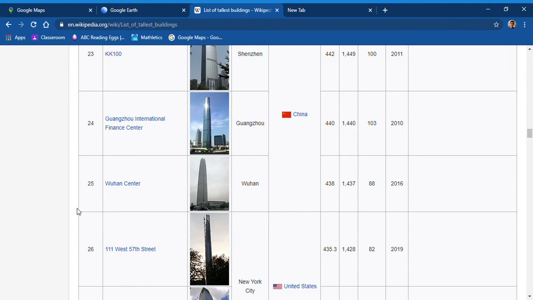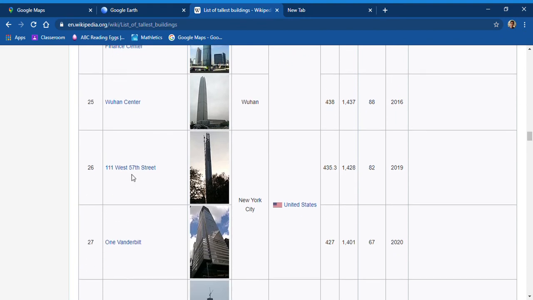Anyway, 25. Wuhan Center, Wuhan in China too. So many of the tallest buildings are in China. 438 meters, 1,437 feet, 88 floors, 2016.